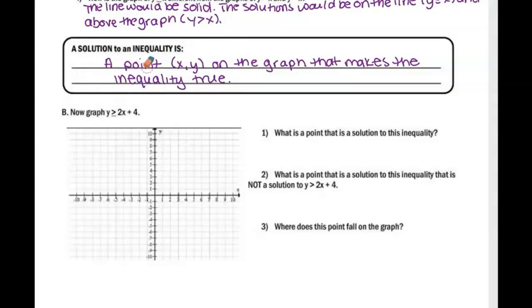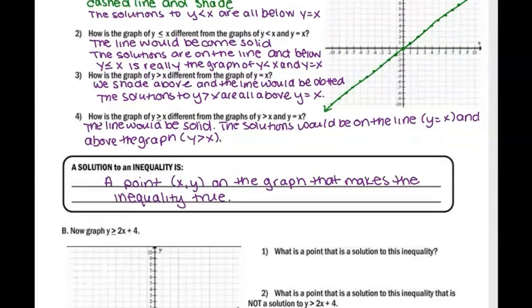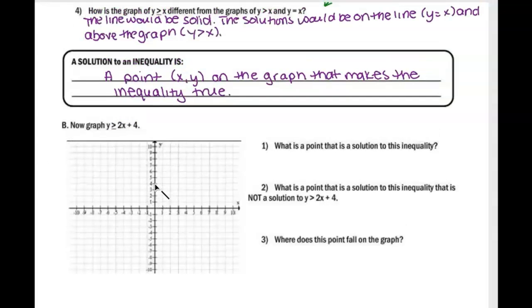A solution to an inequality is simply a point, x y, on the graph that makes the inequality true. So again, if it's shaded above, points come from above. Any of the points on the line, if the line is solid, will make the inequality true. So our solutions depend upon our inequality. If we graph y greater than or equal to 2x plus 4, then my solutions are going to be any of the points on the line or above.